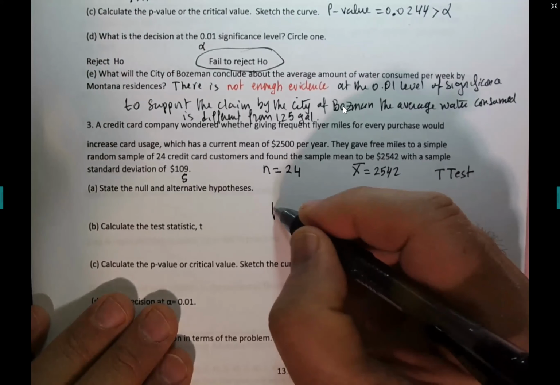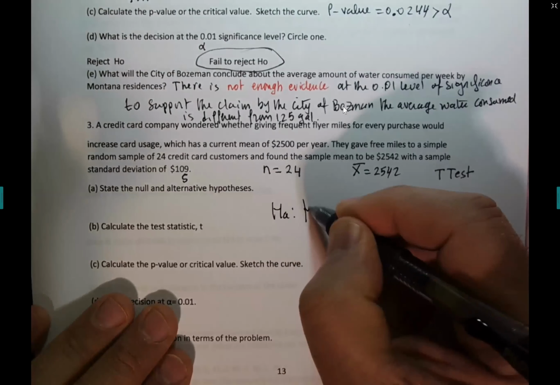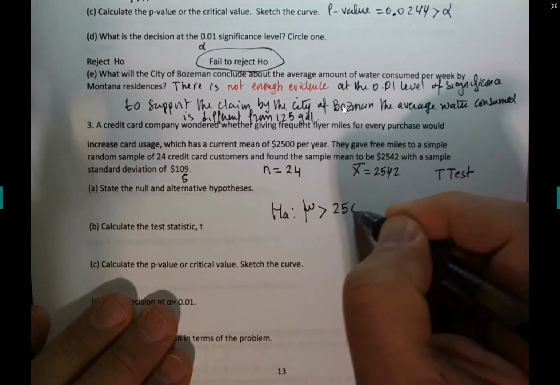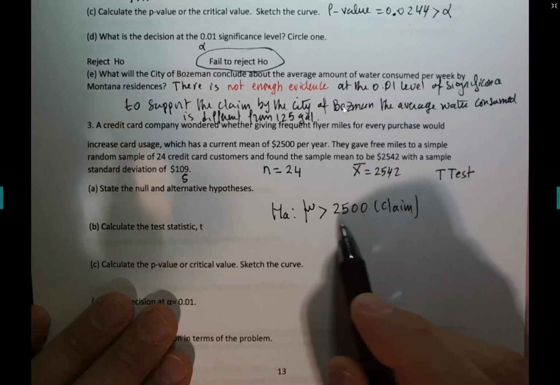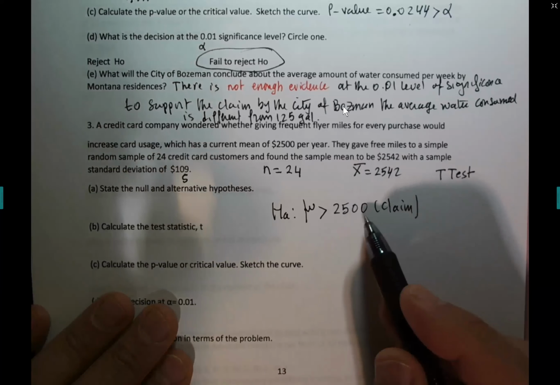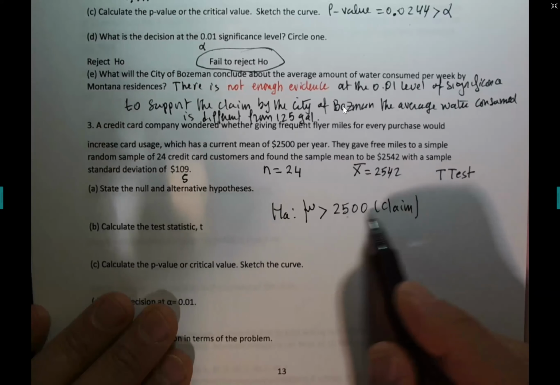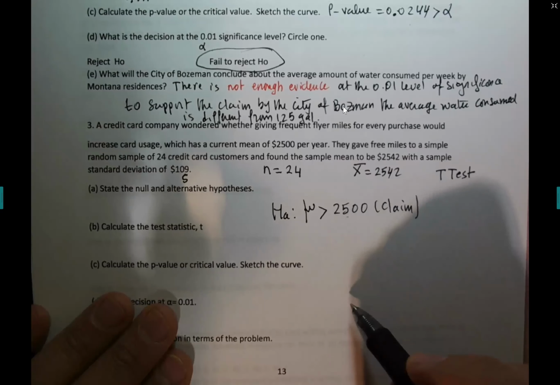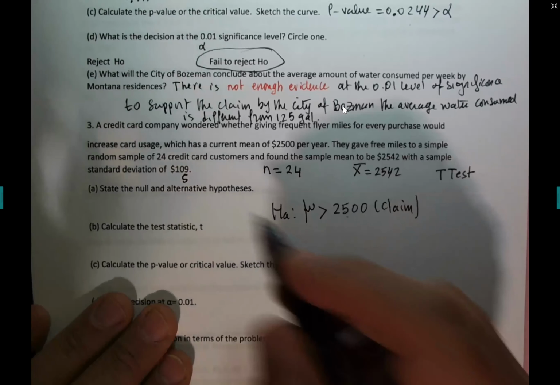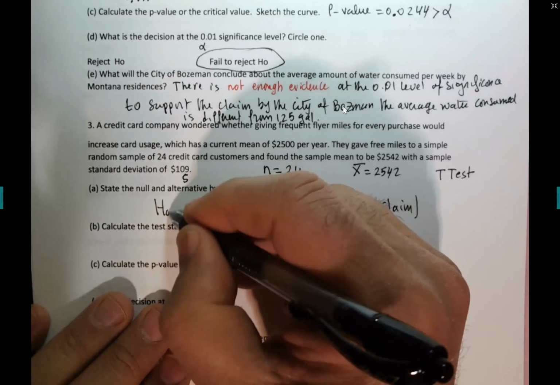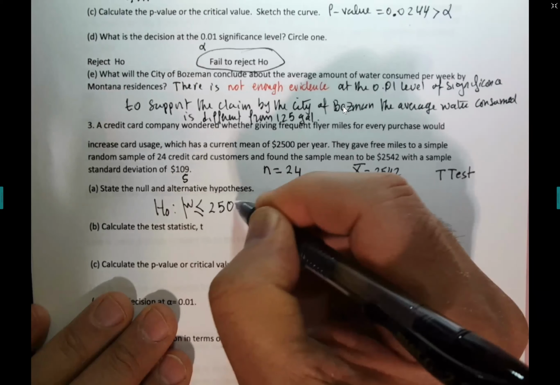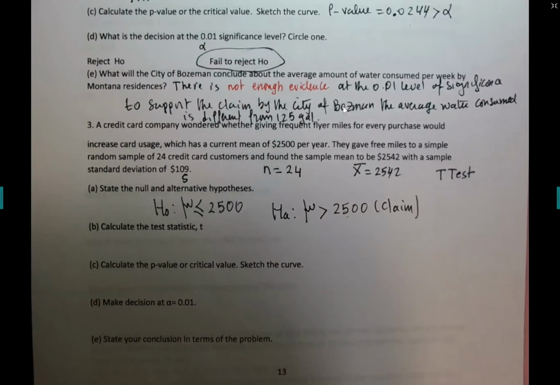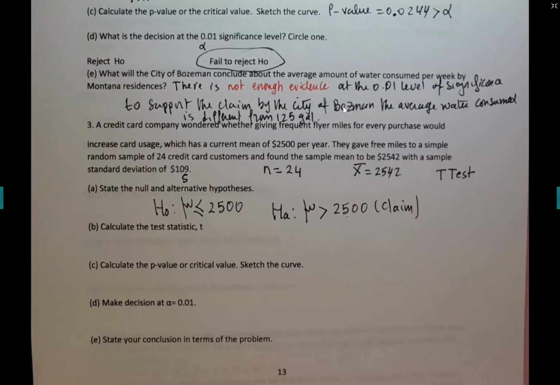You state HA first, which is the mean bigger than 2,500. That's what the company is claiming. They're claiming that, hoping if they provide the frequent flyer miles incentives, people will spend more than 2,500 on average a year. And what is HO? It will be the opposite statement. This is why I like to absorb, guys, how we're stating those null and alternative hypotheses.